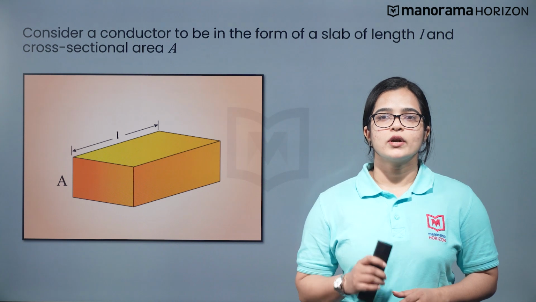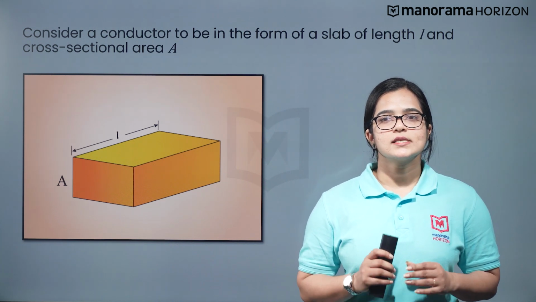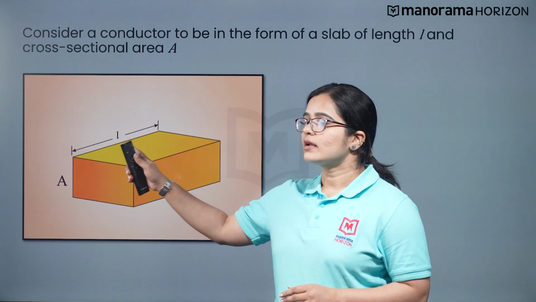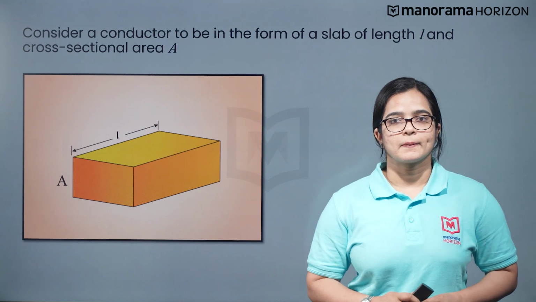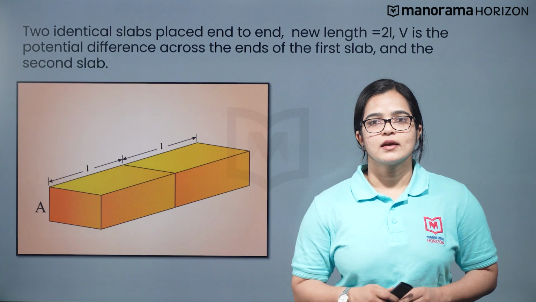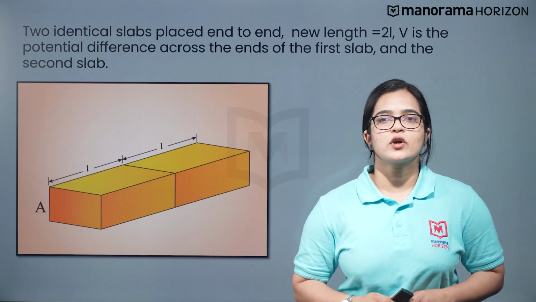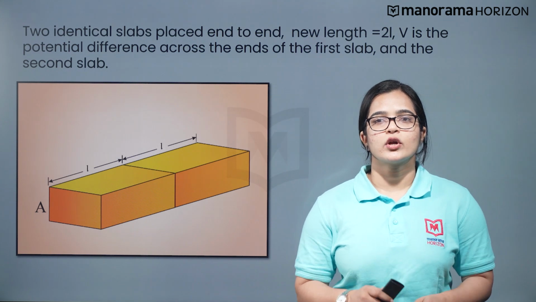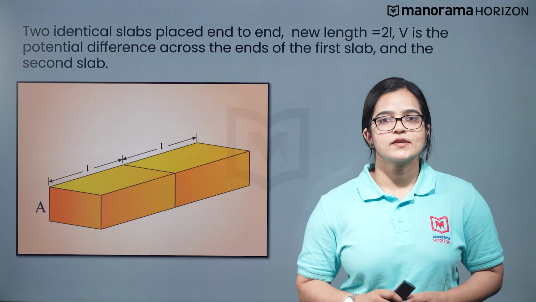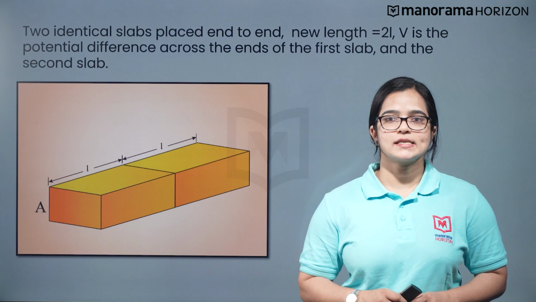Let us analyze what parameters of the conductor affect the resistance value. For that, consider a conductor in the form of a slab of length L and area of cross section capital A. So here we are placing two such identical slabs side by side so that the length of the combination is 2L, and the current flowing through the combination is the same as the current flowing through either of the slabs. If V is the potential difference across the ends of the first slab, then V is also the potential difference across the ends of the second slab.